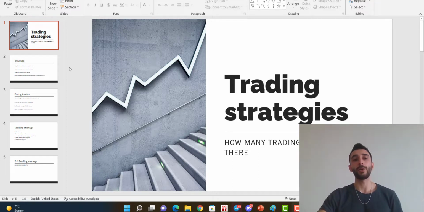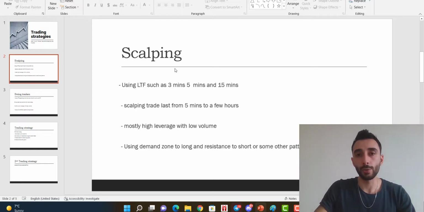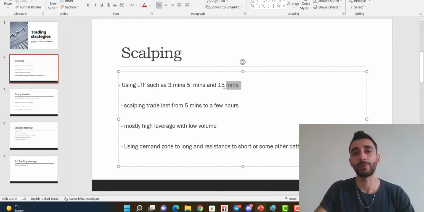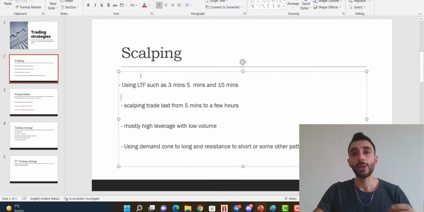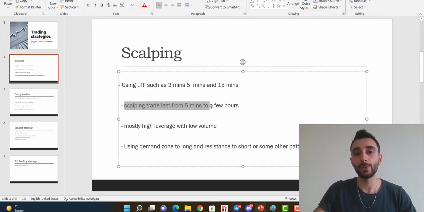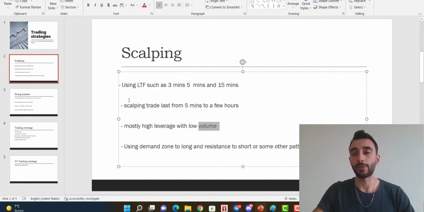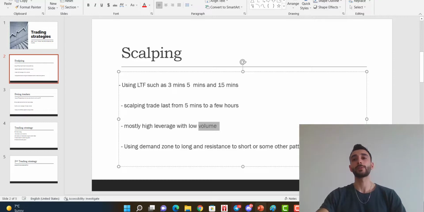The first thing that I want to mention is scalping. Scalpers usually use a lower time frame, from 3 minutes to 5 minutes to a maximum of 15 minutes. The reason why? Because they want to execute an order for long or short within a short time and with high leverage. So scalpers will be using a higher leverage with a low volume and lower time frames, right? We are going to use 3 minutes, 5 minutes and 15 minutes with a high leverage and lower time frames. Let me take you to the chart and show you how it works.